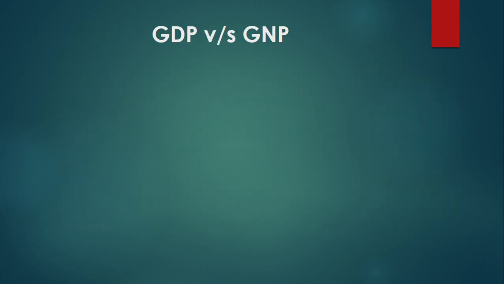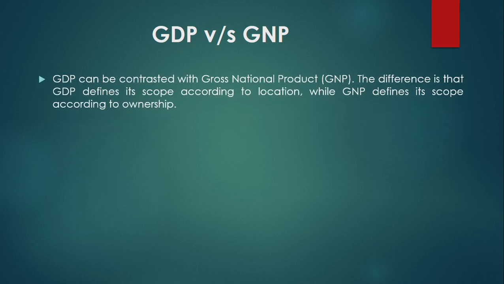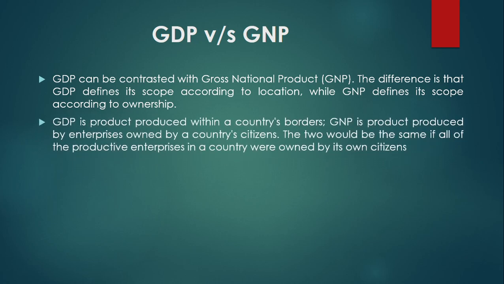Now let us look at what is the difference between GDP and GNP. GDP can be contrasted with gross national product. The difference is that GDP defines its scope according to location, while GNP defines its scope according to ownership. GDP is a product produced within a country's borders. GNP is a product produced by enterprises owned by a country's citizens. The two would be the same if all the productive enterprises in a country were owned by its citizens.